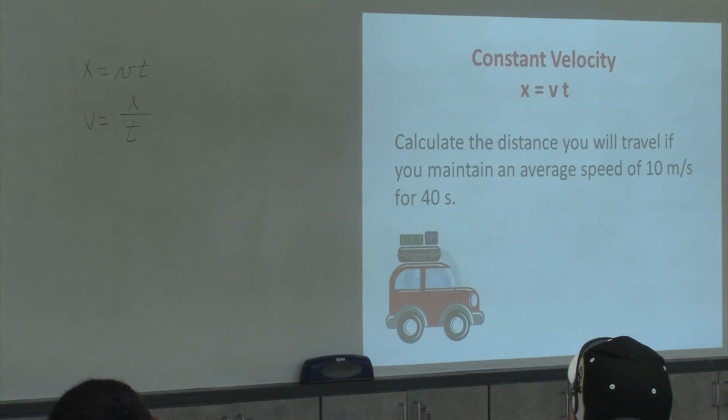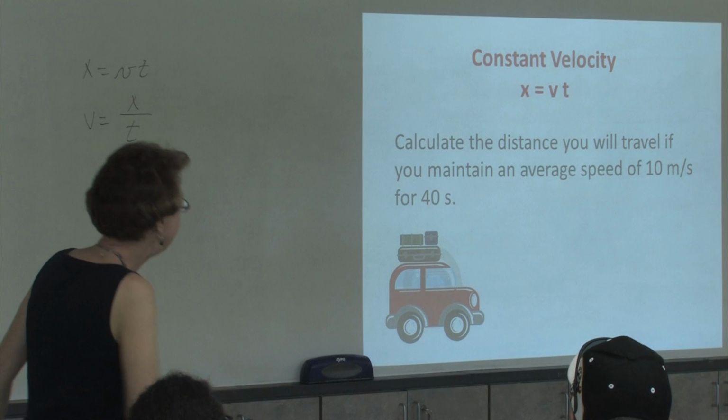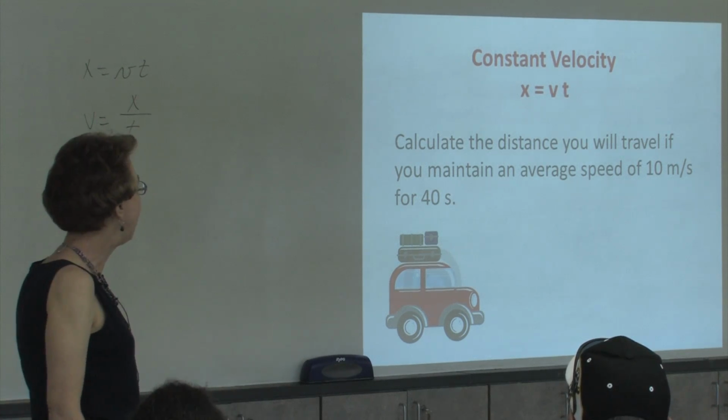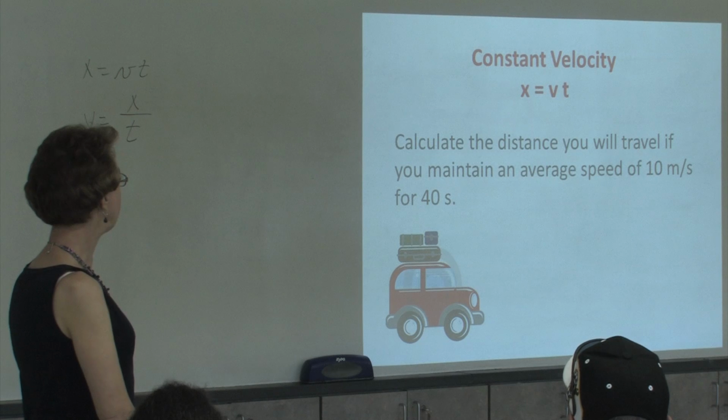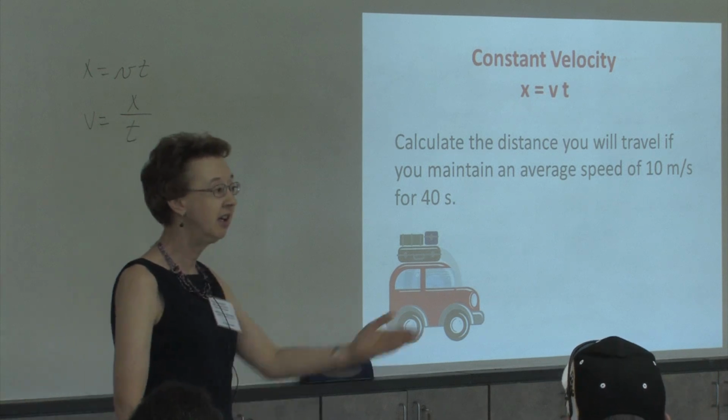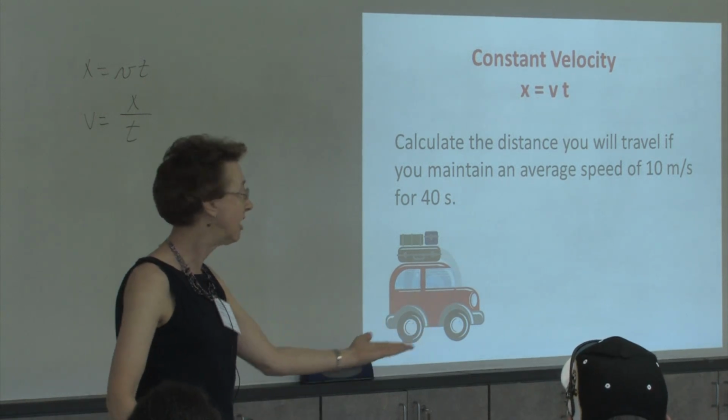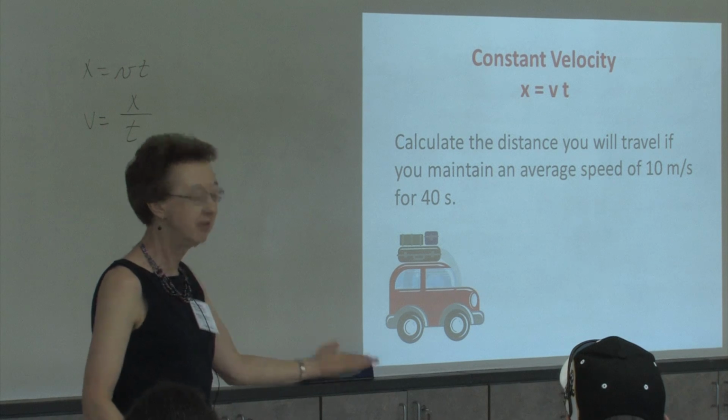So you could do this in your head. Calculate the distance you will travel if you maintain an average speed of 10 meters per second for 40 seconds. 400, right. 400, what's the units? Meters, good.